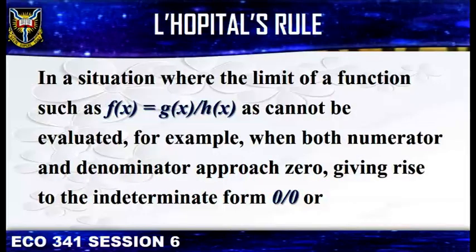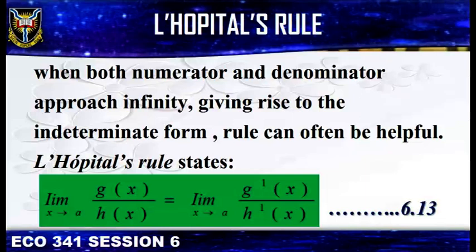L'Hopital's rule. In a situation where the limit of a function such as f of x equal to g of x over h of x as x approaches a cannot be evaluated, for example, when both numerator and denominator approach 0, giving rise to the indeterminate form 0 over 0, or when both numerator and denominator approach infinity, giving rise to the indeterminate form infinity over infinity, L'Hopital's rule can often be helpful.